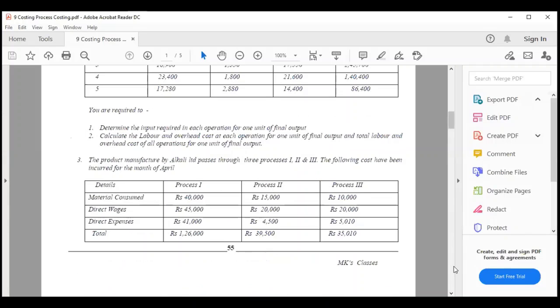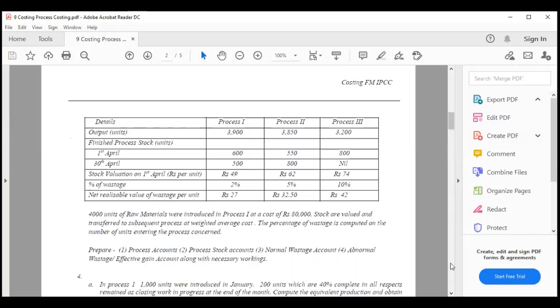Ines, read this problem, please. Fast. The product manufactured by Alkali Limited passes through three processes, 1, 2, and 3. The following costs have been incurred for the month of April. Details: material consumed, direct wages, direct expenses, total, output units, finished process stock on 1st April and 30th April, stock valuation on 1st April, rupees per unit, percentage of wastage, net realizable value of wastage per unit.